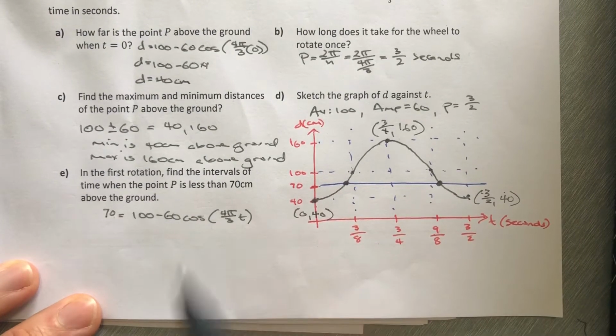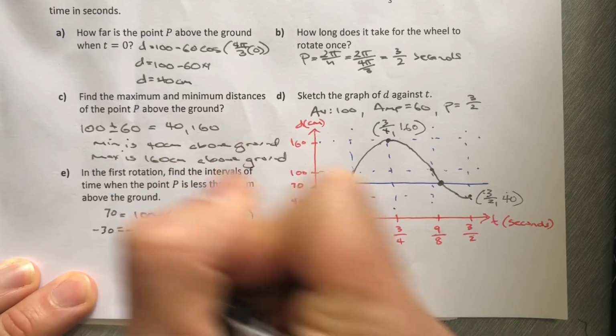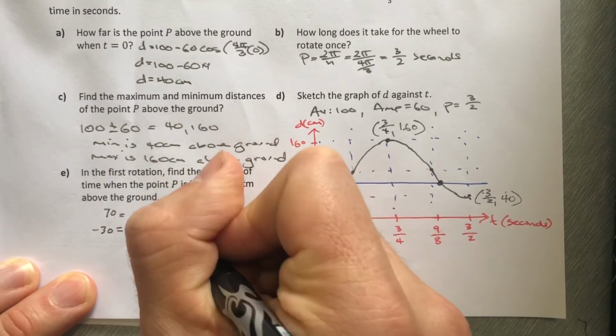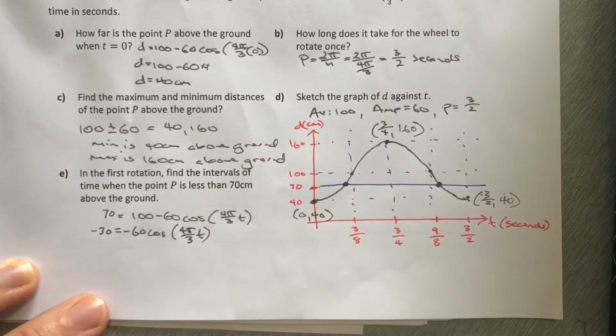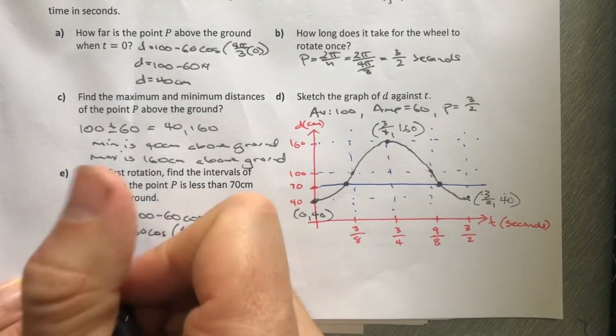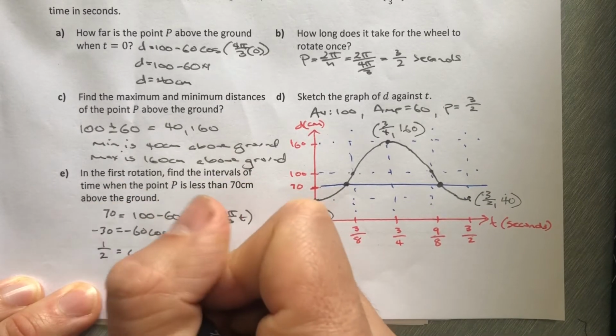Alright, I'm going to get rid of my 100. There we go. If we divide by negative 60, that's going to give us 1/2.